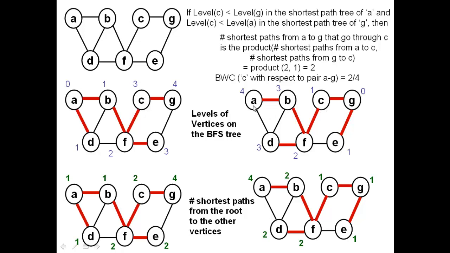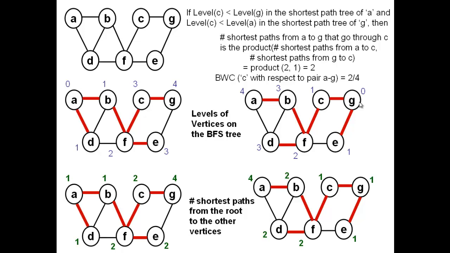So 1 less than 4, so it's fine. So both conditions are satisfied for the level numbers. So now you can go ahead and say what is the number of shortest paths from A to G that go through C. So that's the product of the number of shortest paths from A to C and the number of shortest paths from G to C. So whatever is from A to C, that many shortest paths, and whatever is the number of shortest paths from G to C, that many shortest paths that go through C.